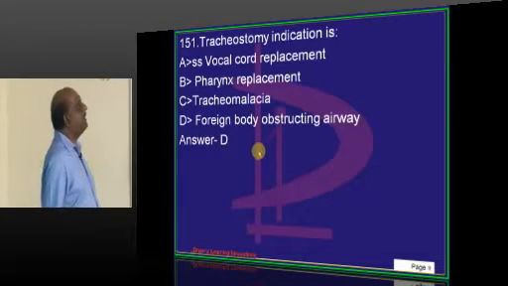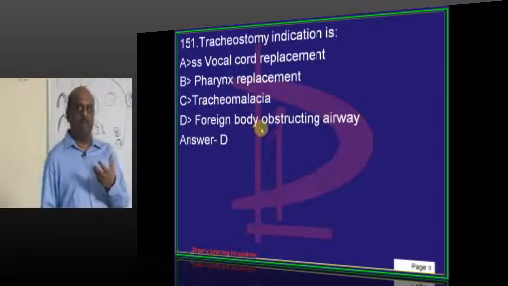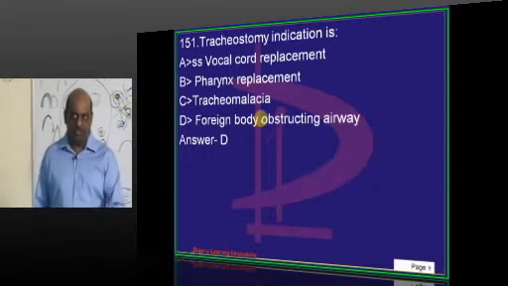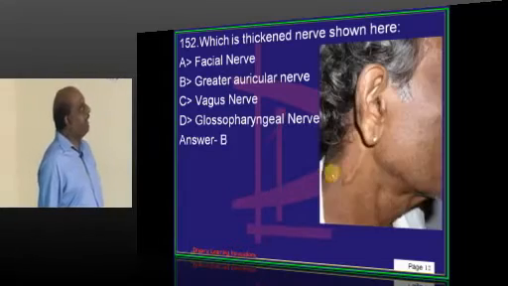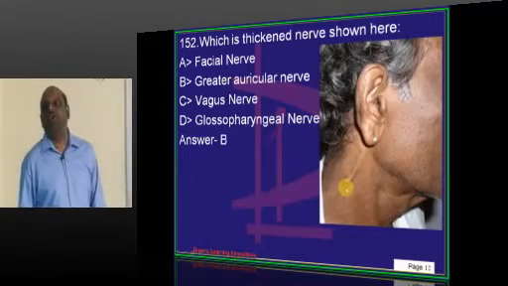Tracheostomy: one of the indications is a foreign body obstructing the airway, a way by which you need to rescue the person. The thickened nerve shown is basically the great auricular nerve.